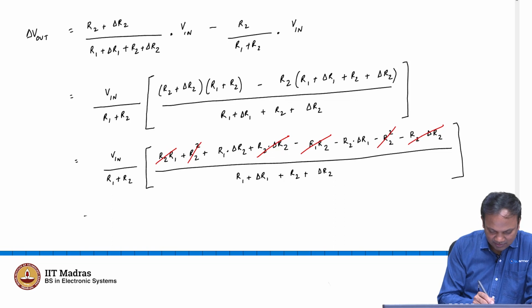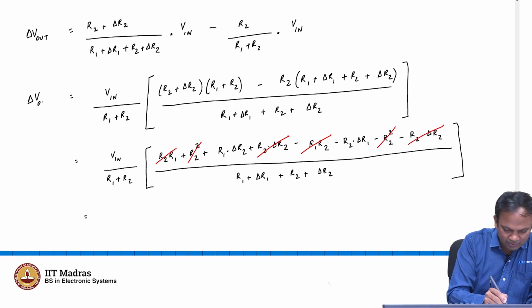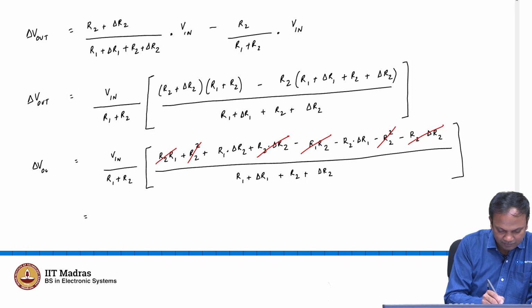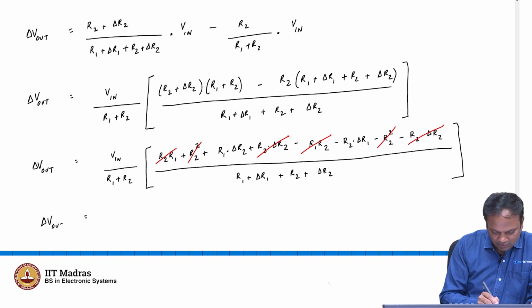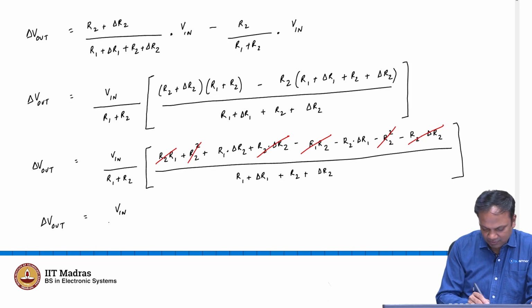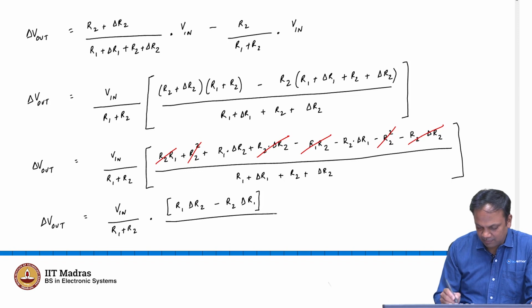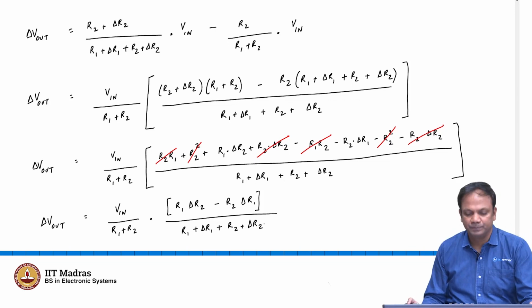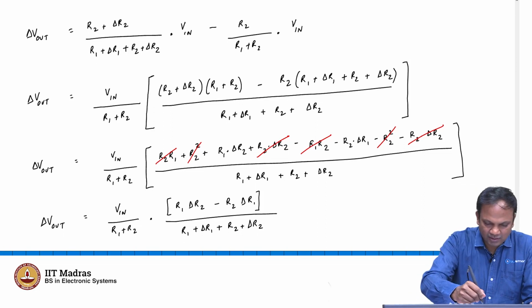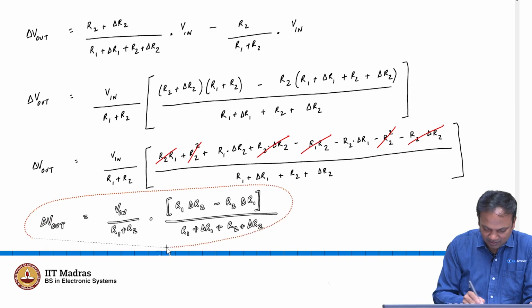We are left with, so all of this is delta V out, right. So we are left with delta V out is V in by R1 plus R2 into R1 delta R2 minus R2 delta R1, divided by R1 plus delta R1 plus R2 plus delta R2. Okay. So let us do a little bit of optimization before we draw conclusions.